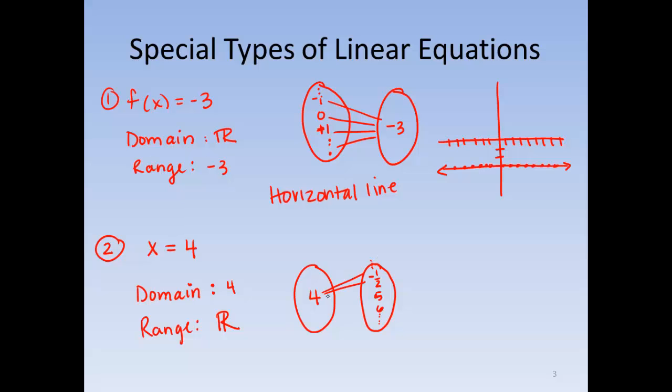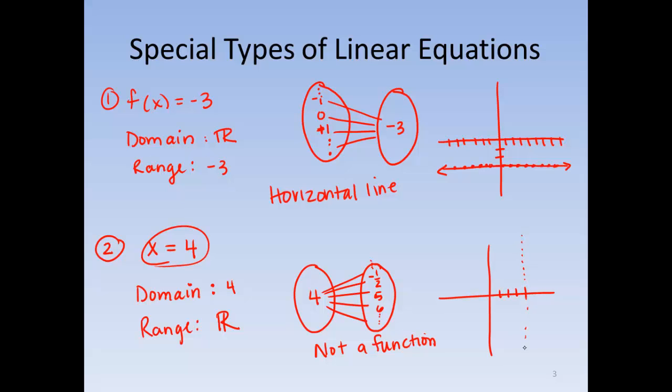However, this 4 belongs to all of these numbers, produces all of these outputs, and this is not a function and cannot be written in function notation, which is why it is just written as x equals 4 instead of f of x equals a value. Well, this will produce that if my x value is always 4, no matter what the y value is, I will have a vertical line.